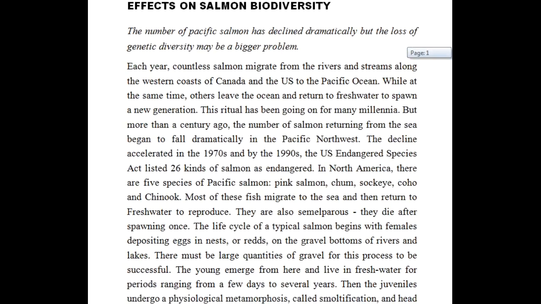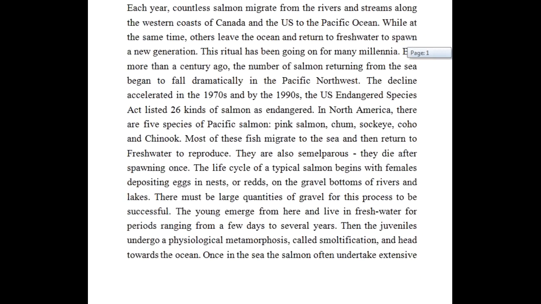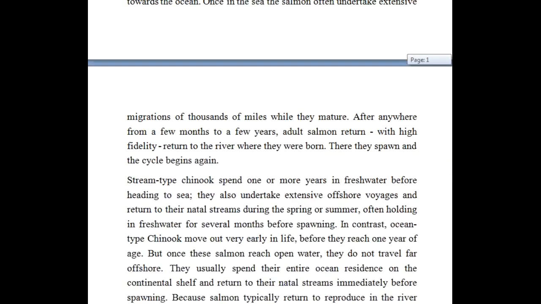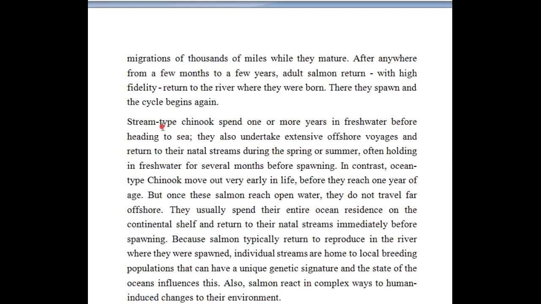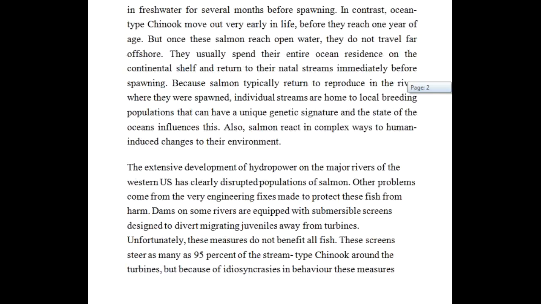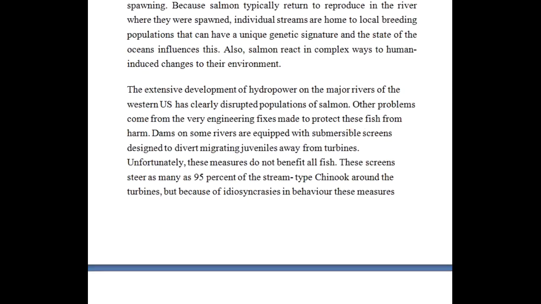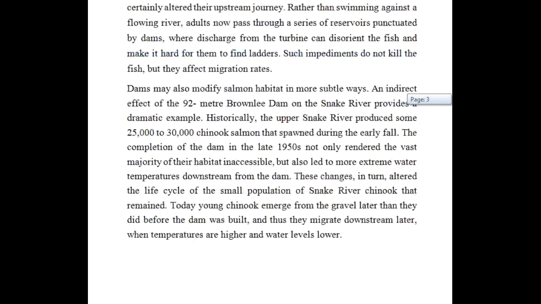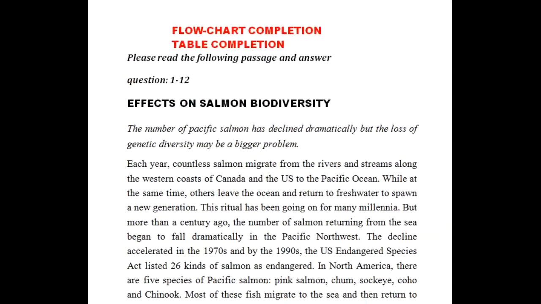Okay, so perhaps it is the effects on salmon biodiversity of different factors, and they are talking about different regions as well. How the population has been affected. Different types of creatures have been described. Development in hydropower in major rivers. Okay, so we got an idea. This is about the effect on sea creatures of various factors. Okay, fine. What will I do next?